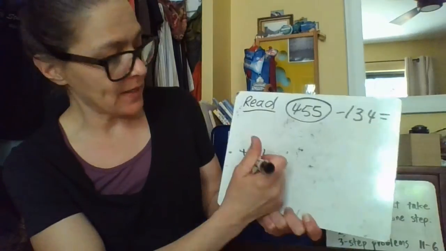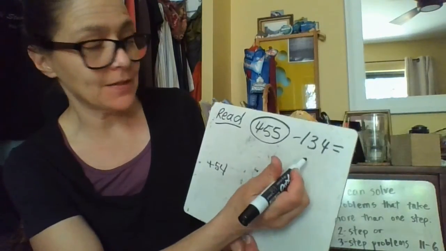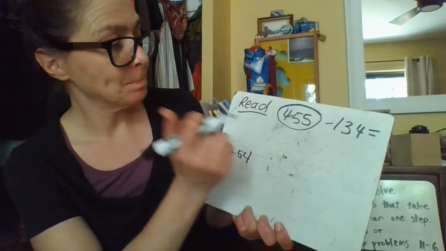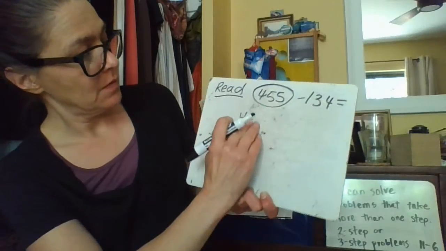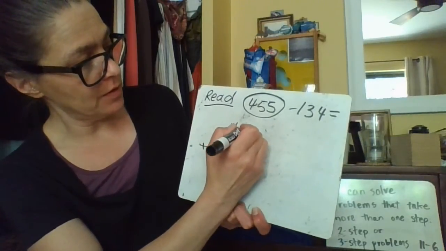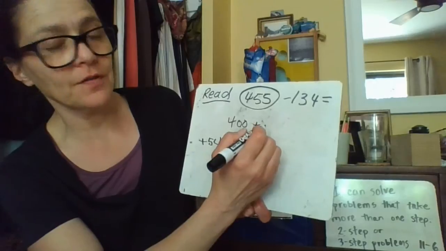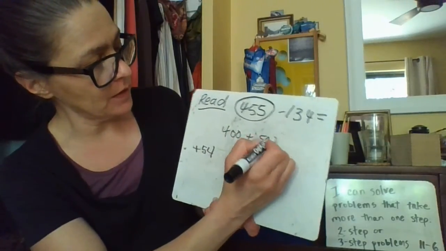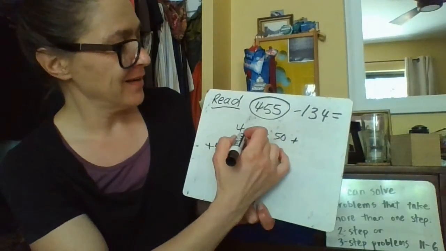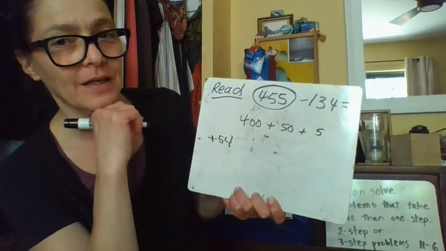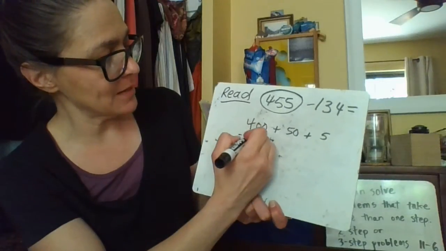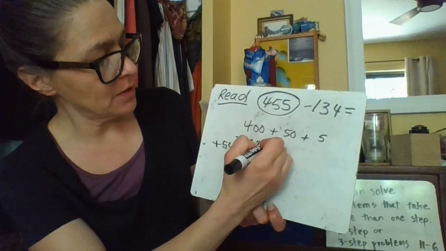So before I can add the 54, I need to find my difference. So I could do partial sums. 400 plus, partial differences. 400 plus 50. I said sums because you're adding. 400 plus 50 plus 5. You add to get expanded form, but you're minusing 100 plus 30 plus 4. That's kind of hard to understand.